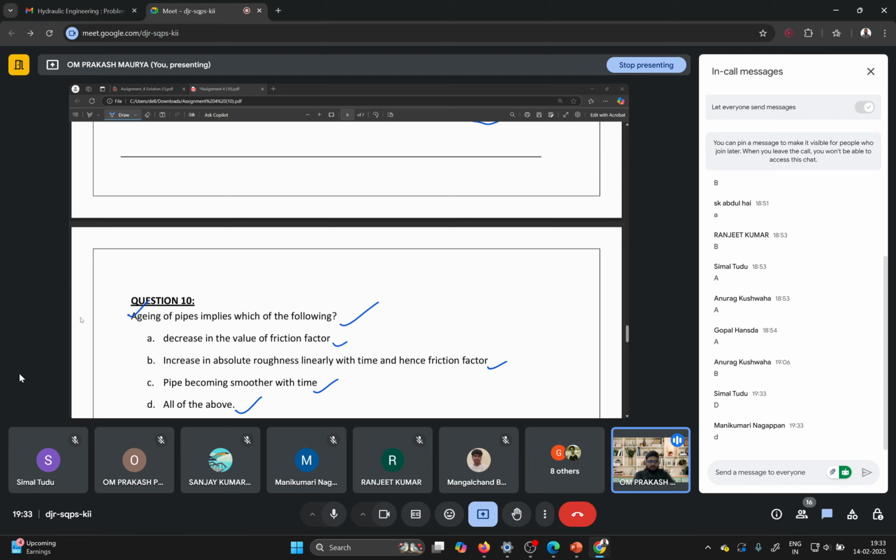Let us suppose a pipe is there, and over a long span of time, let's suppose 20 or 25 years, what should happen with the pipe? Option A: decrease in the value of friction factor. Option B: increase in the absolute roughness linearly with time and hence friction factor increases. Option C: pipe becomes smooth with time. And option D: all of the above.